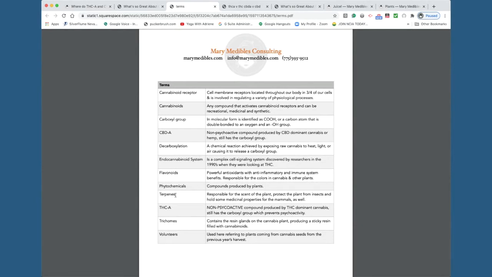And flavonoids. People are usually not aware that flavonoids provide the color to plants, which is important to know. They also have their own medicinal qualities.